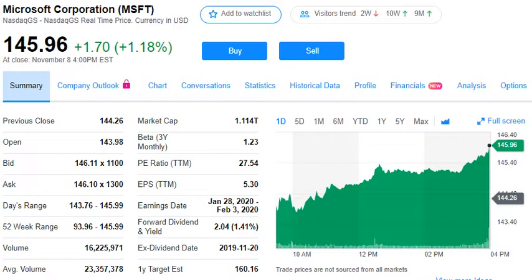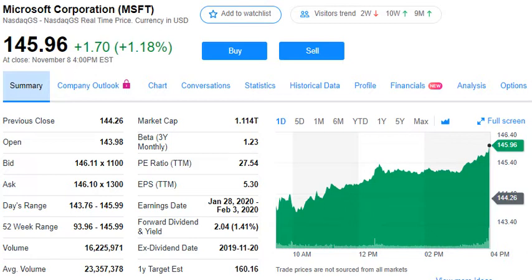The 52-week range. So if you take a look back at the last trading day 1 year ago, all the way to today, so you go back to November 8th, 2018, all the way until November 9th of 2019. That means that the Microsoft stock traded at a low of 93.96. It traded at a high of 145.99.